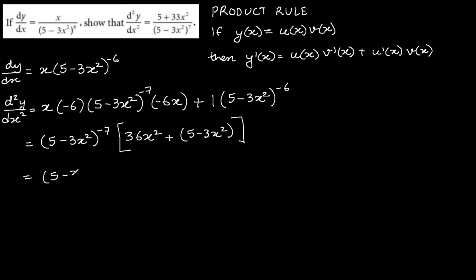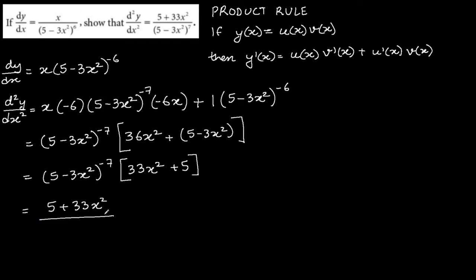Let's now simplify the square brackets. We've got a negative 3x squared, a positive 36x squared, which gives us 33x squared plus 5. Finally, we can rewrite the negative power as a denominator. So we get 5 plus 33x squared, all divided by 5 minus 3x squared to the 7.